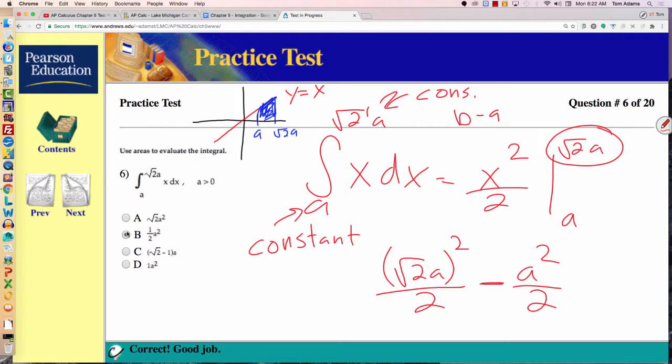All right, so now what is this? Well, this squared becomes 2a squared. Well, I've got 2a squared minus a squared all over 2. That just gives me a squared over 2.